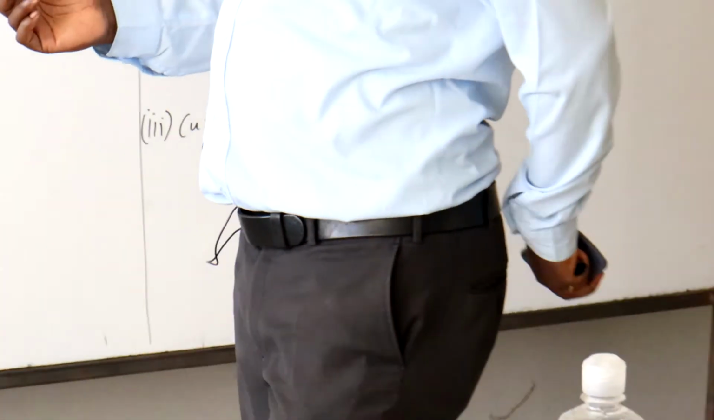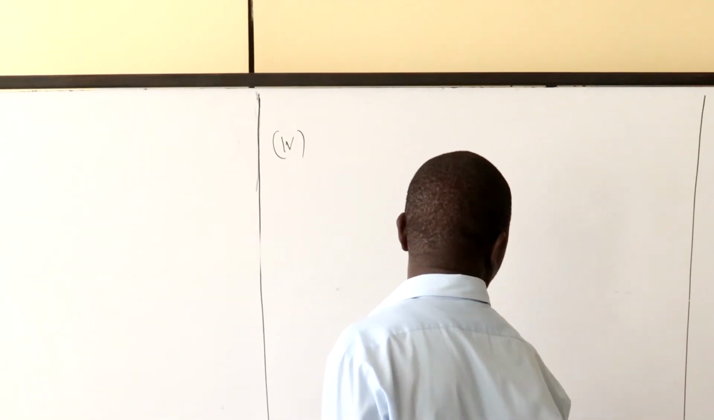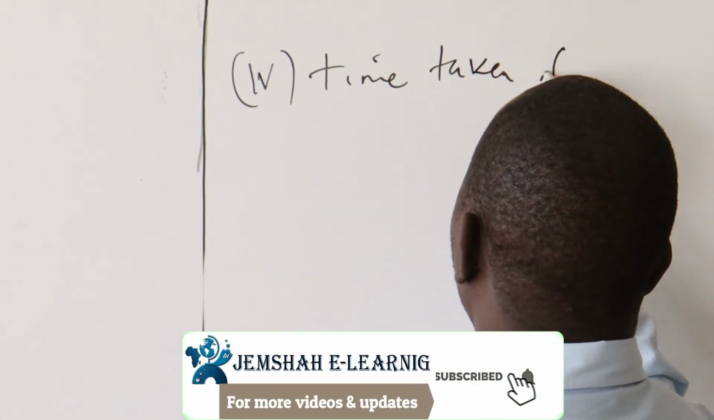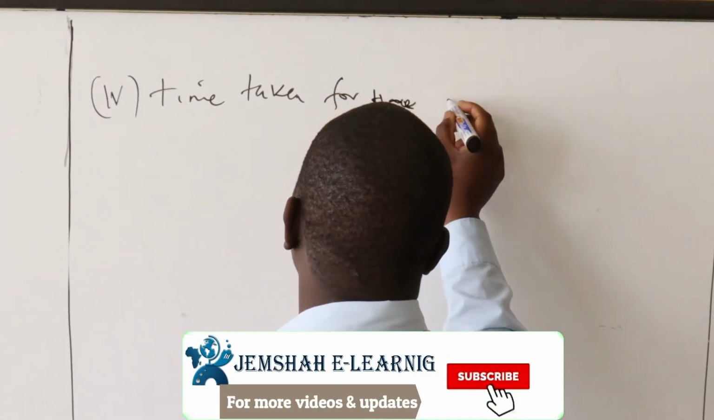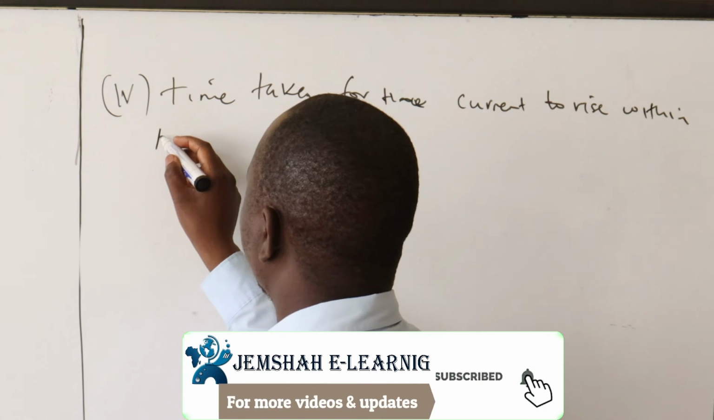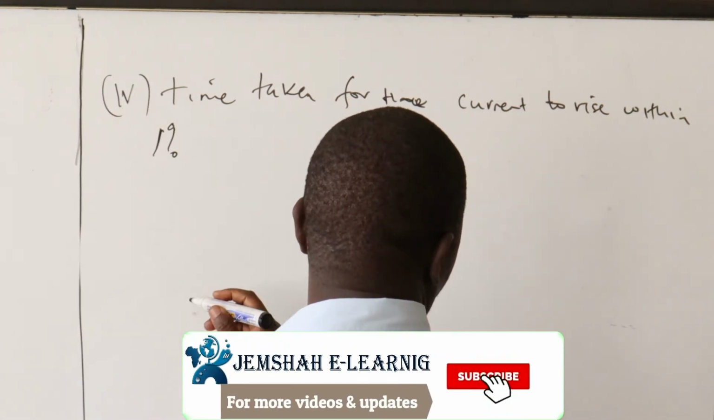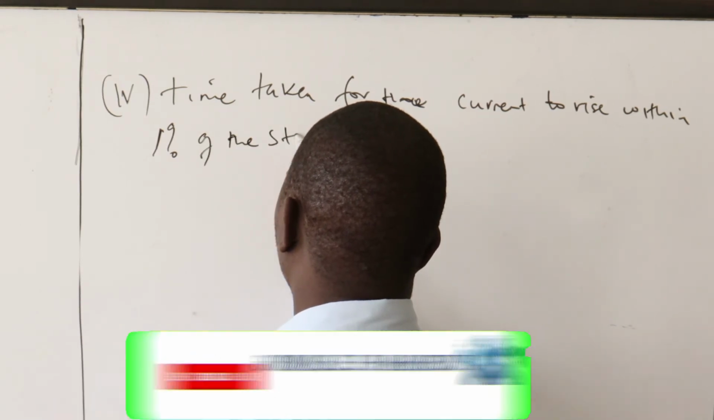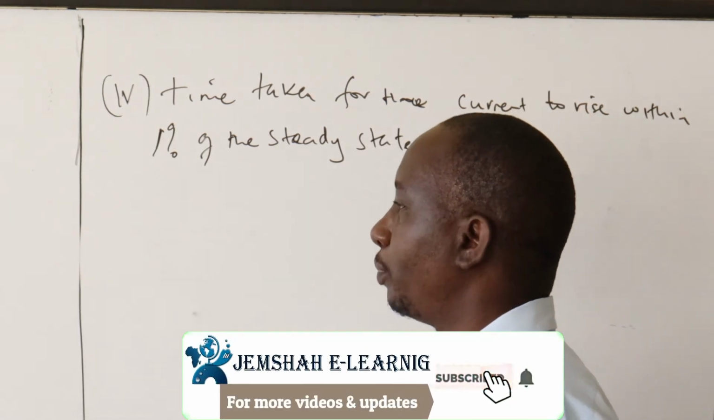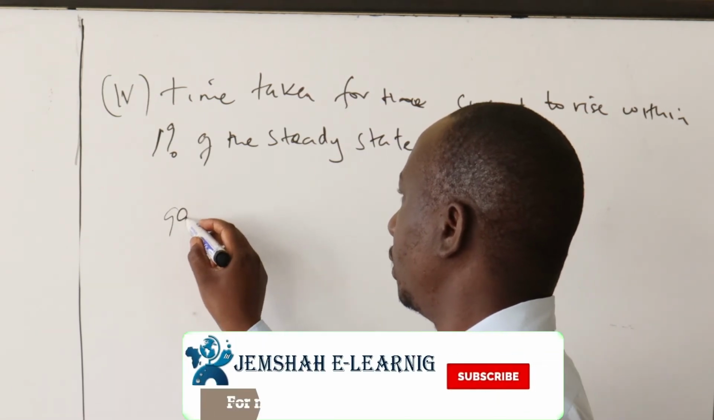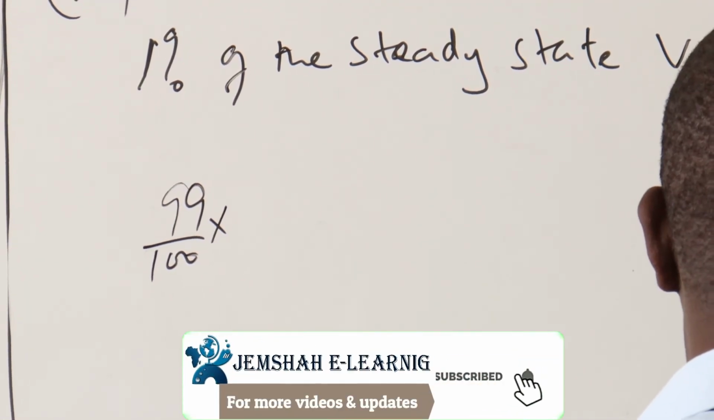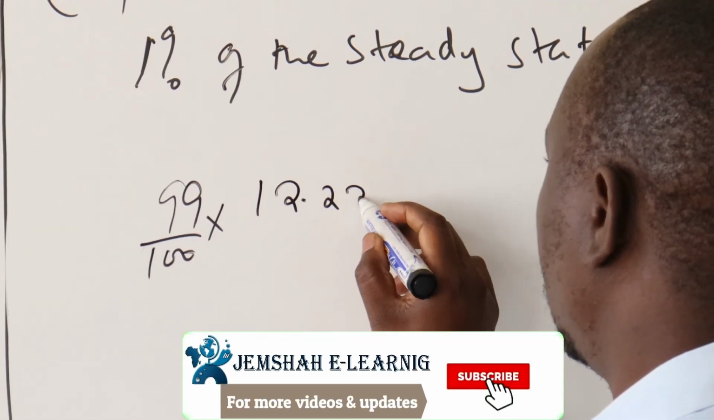We are going to the last part, part number 4: the time taken for the current to rise to within 1% of the steady state value. So what is 1% of the steady state value? Then you have 99 over 100 times the steady state value, which was given as 12.22.